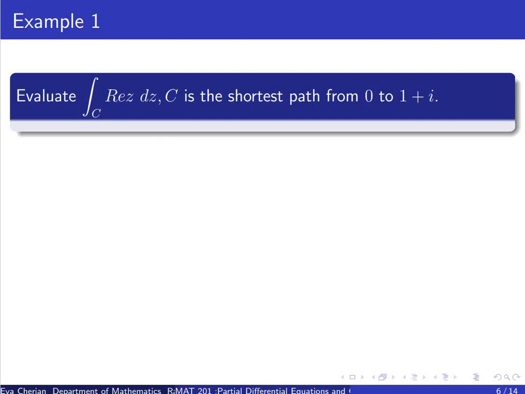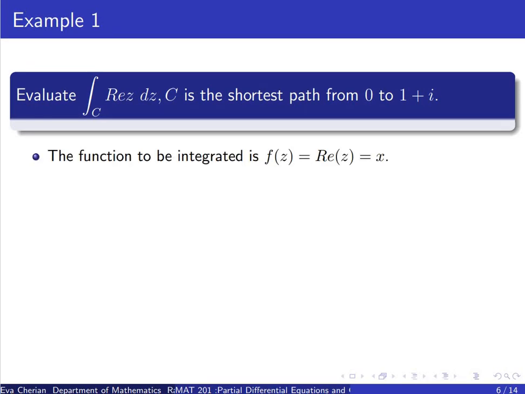Let's look at some examples. First one, evaluate integral over C real part of z dz, where C is the shortest path from 0 to 1 plus i. The function to be integrated is f of z equal to real part of z. If z equal to x plus iy, then real part of z is just x. That's the function which we have to integrate.